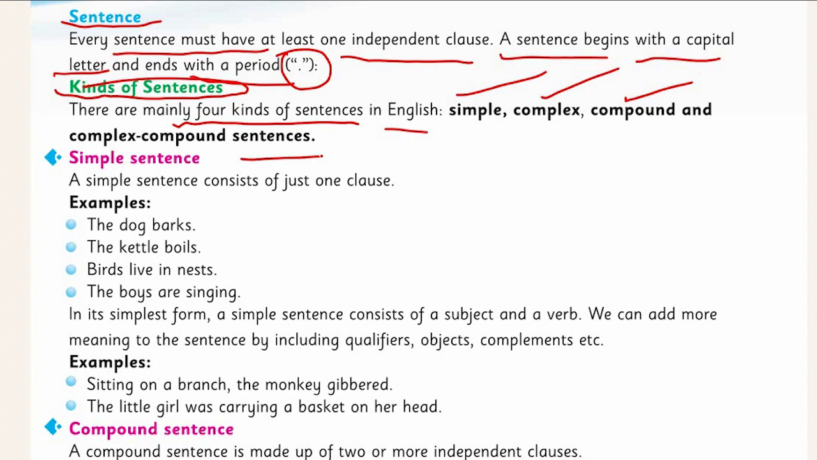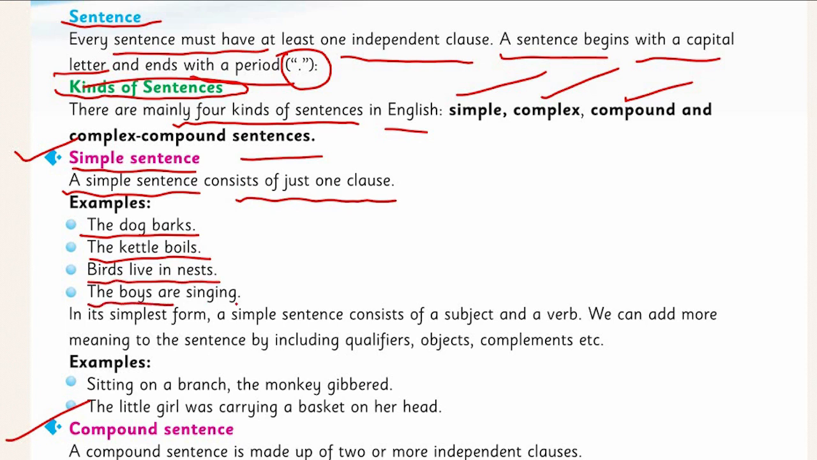But in this unit we will only discuss 2 types of sentences: the simple sentence and the compound sentence. Now let's have a look at the simple sentence, what it is. A simple sentence consists of just one clause. Examples: the dog barks, the kettle boils, birds live in nests, the birds are singing. These sentences are simple, which have subject, action and object.